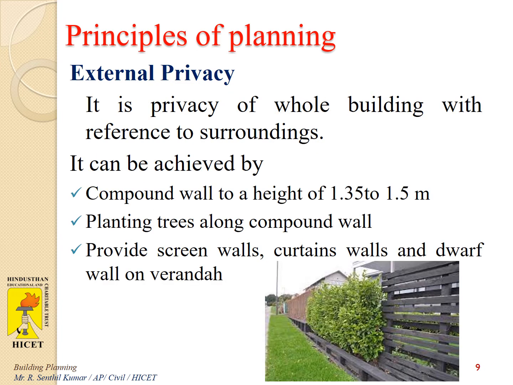And second one, external privacy. It is the privacy of the whole building with reference to surroundings, that is, buildings and road. It can be achieved by constructing a compound wall to a height of 1.35 to 1.5 meters, and planting trees along the compound wall. It acts as a sound as well as a sight barrier, and provides screen walls, curtain walls and door walls on the veranda.